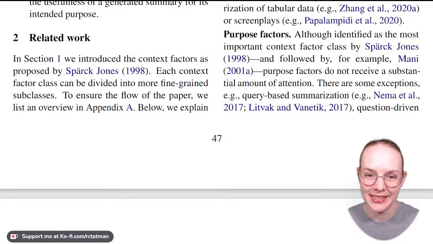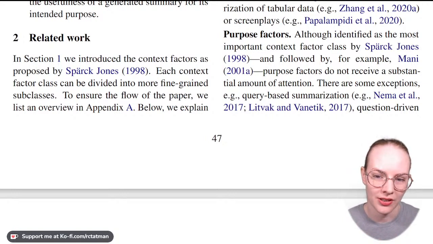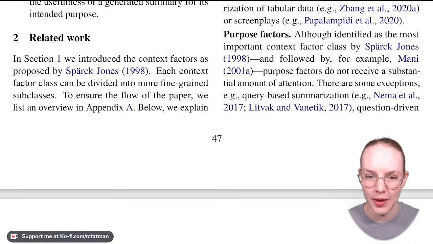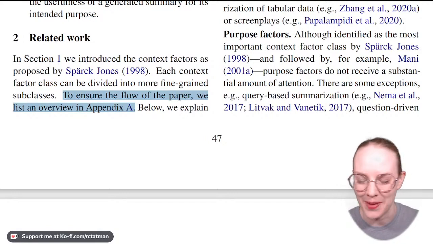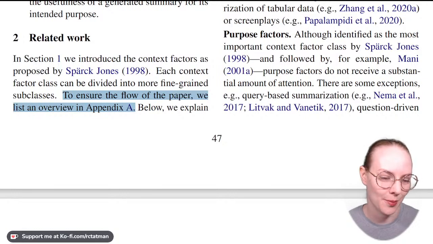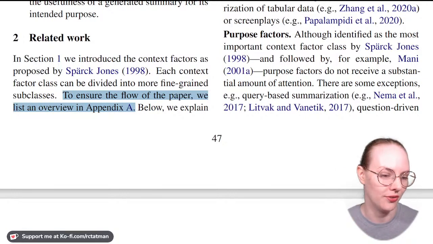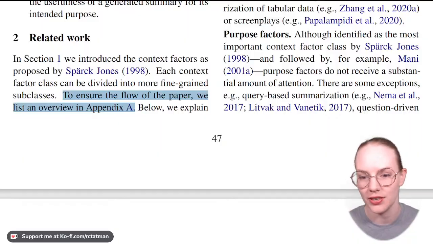All right. In section 1, we introduce the context factors as proposed by Spark Jones, which is basically the input, the output, and then what the user wanted. Each context factor class can be divided into more fine-grained subclasses. To ensure the flow of the paper, we list an overview in Appendix A. Nice. So basically they're saying we could list them here, but you can check them in the appendix if you want. We're not going to take up a bunch of paper and derail your train of thought going through all of these fine-grained distinctions.